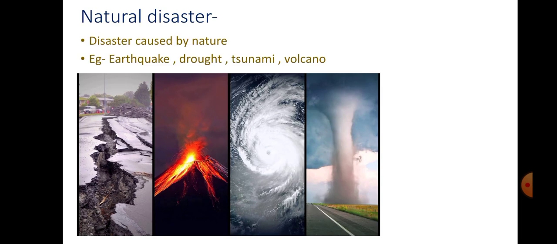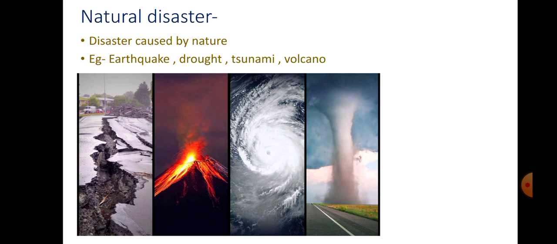Now what do you mean by the term natural disaster? It is the disaster or destruction caused by nature. You can say natural disaster or natural calamities also. It causes great damage to life and property.